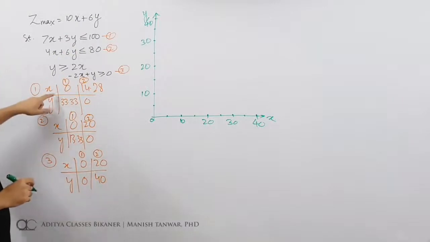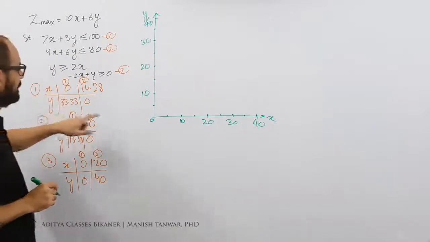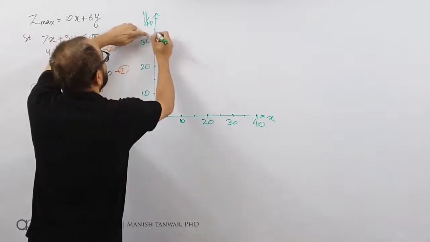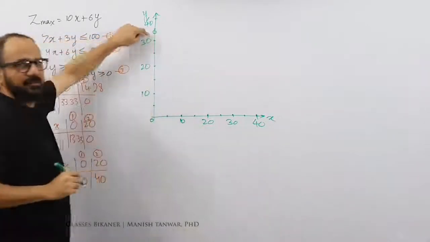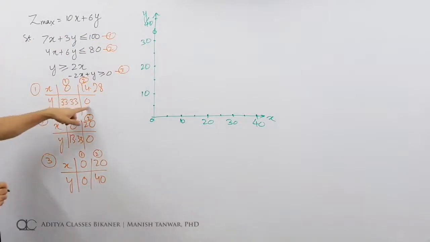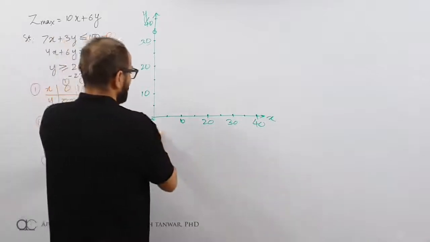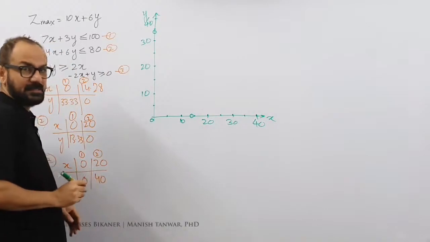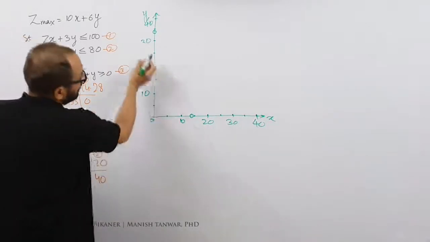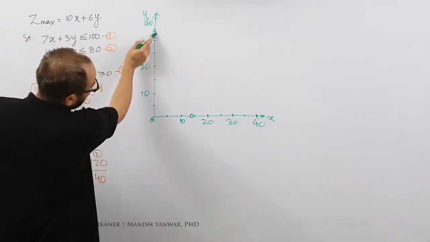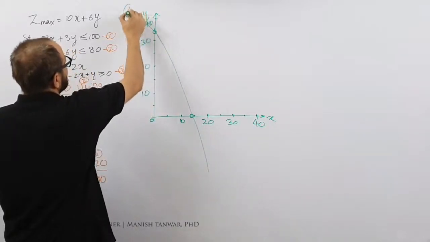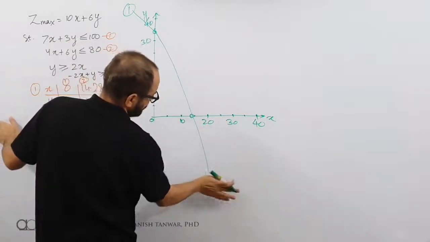So what is our first constraint? x 0, y becomes 33.33. Then y 0, x becomes 14.28. This is my first constraint. Can I draw a line? This is the first constraint.